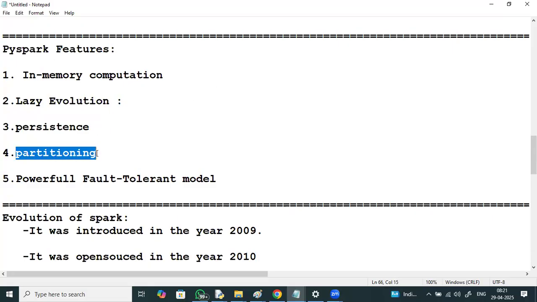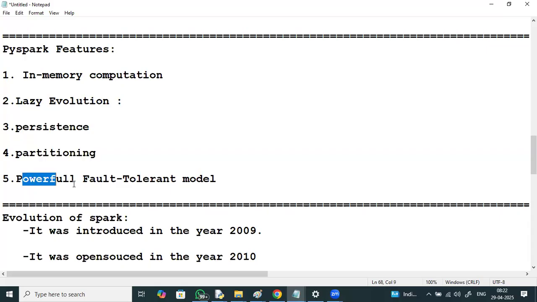Partitioning means the Spark data object is split into partitions, and those partitions are distributed across multiple systems and processed by multiple systems in parallel.